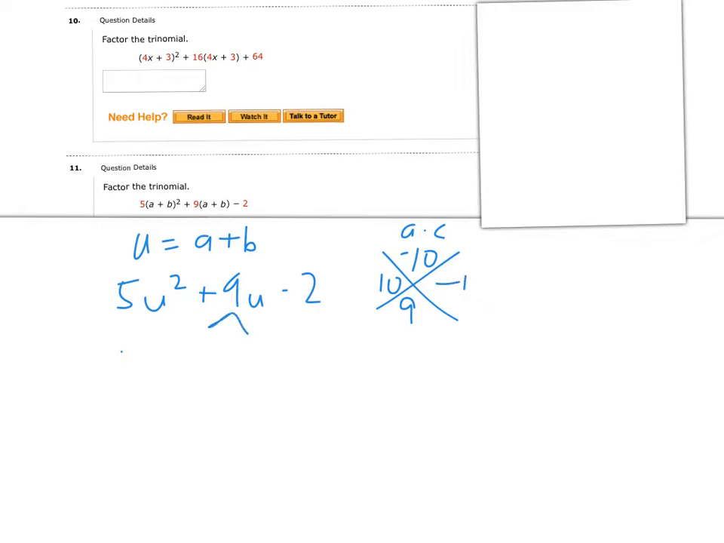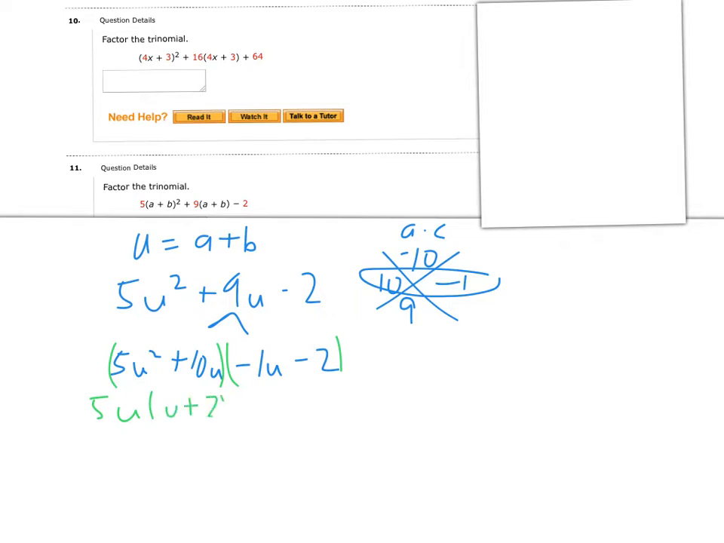And since I have an a value here, I have to now do the grouping. So I'm going to split this up as 10u and negative 1u from over here. And now we'll do the grouping. The first group looks like I can take out 5u, and that'll leave me with u plus 2. Second group doesn't look like I can take out anything, but I'll have to take out either a 1 or a negative 1. In this case, I'll take out a negative 1, which will leave me with u plus 2 as well. So I get 5u minus 1 and u plus 2.